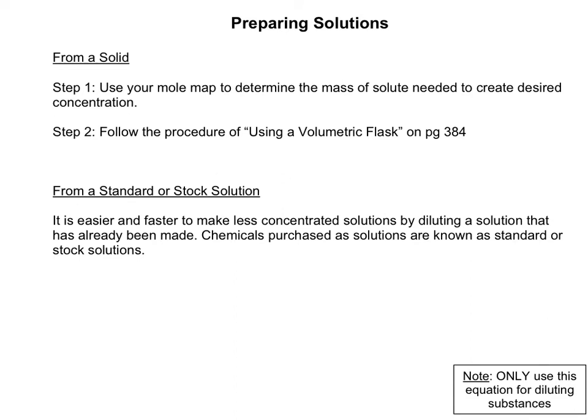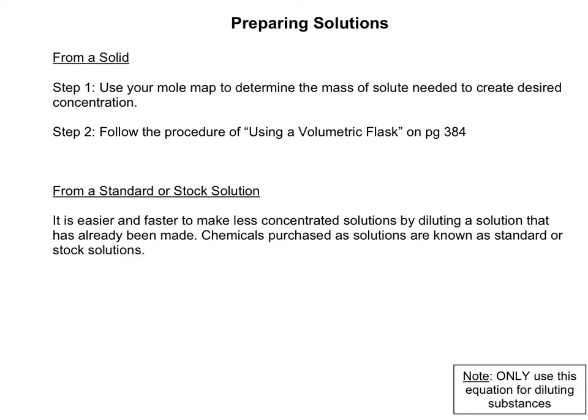In order to make a solution from a solid solute, you must first calculate the mass of solute needed to create the desired concentration. You can use your mole map or the equation C equals n over V and m equals M times big M. After you've done the math and you know the recipe, follow the procedure on page 384 on how to use a volumetric flask. This is the same procedure that you used during the molar concentration activity.